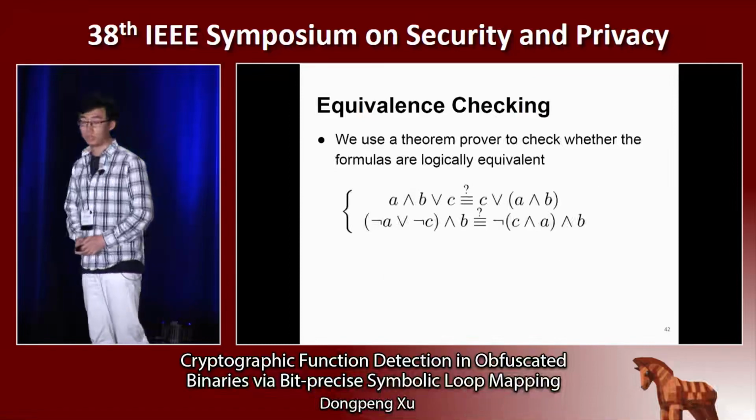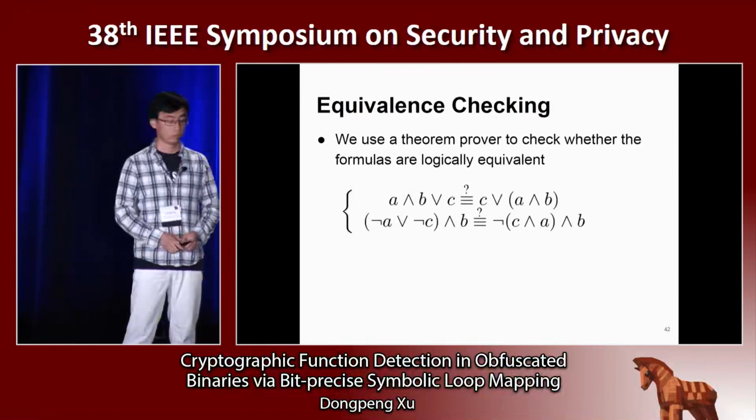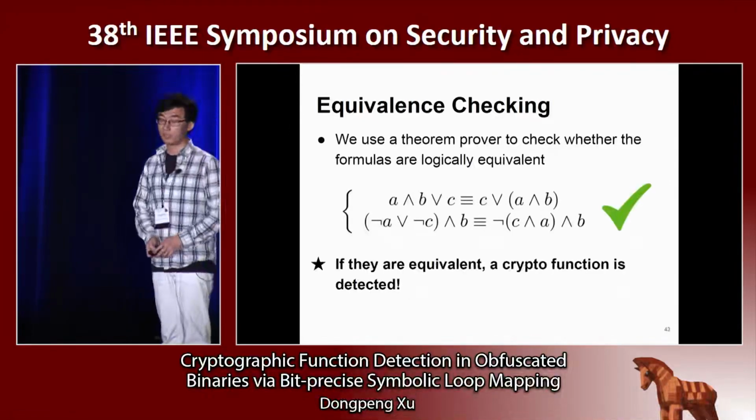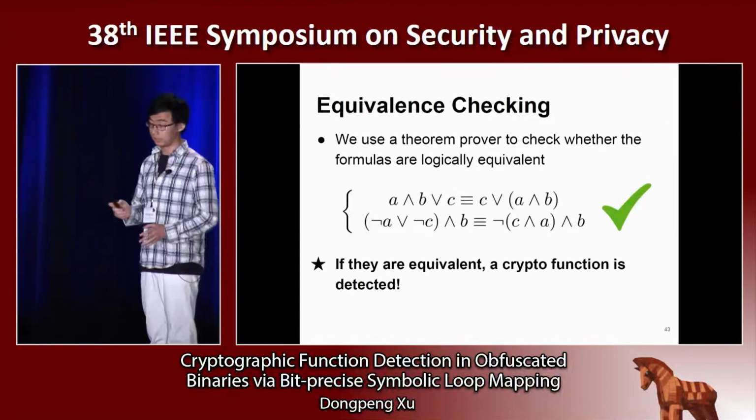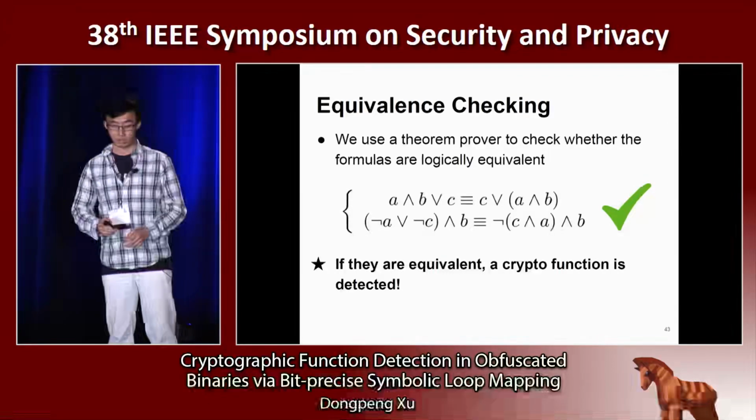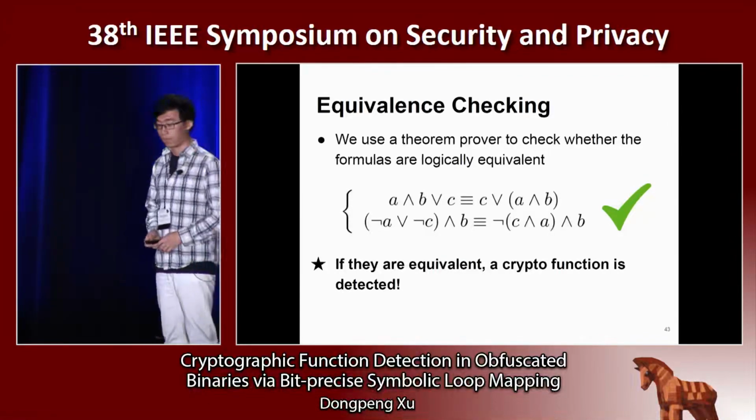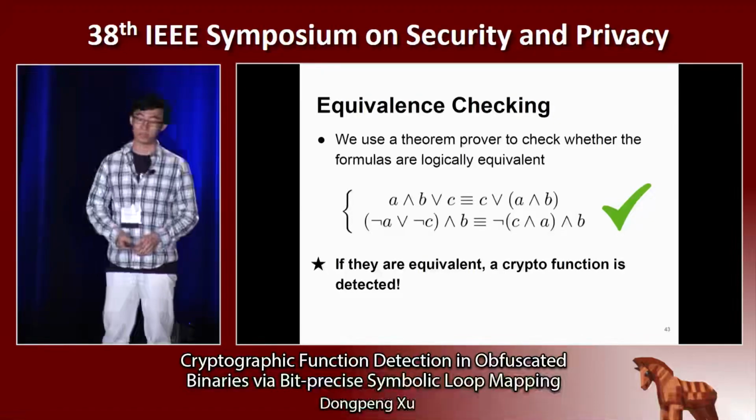At the last step, we use a theorem prover to check whether those equations are actually equivalent. If they are equivalent, it means the loop body in the target program is essentially the same, has the same semantic as the reference program. So if they are equivalent, we say a crypto function is detected.